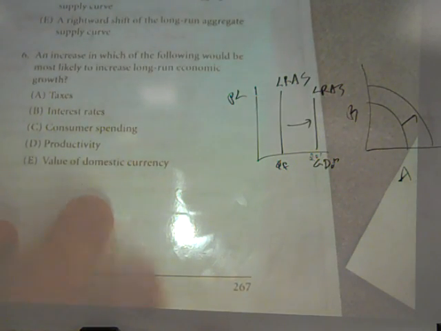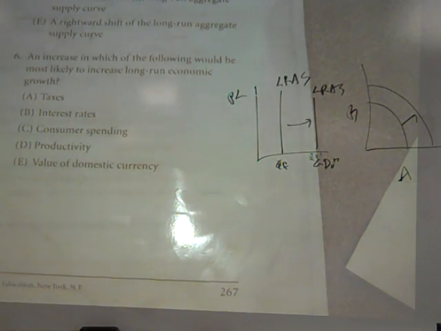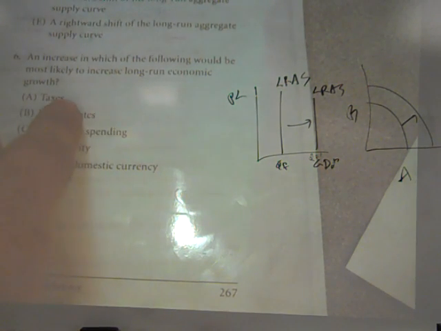An increase in which of the following would be most likely to increase long-run growth? So what did I just say causes growth? More or better resources. Let's see if I can find one. Taxes? Nope. Interest rate?